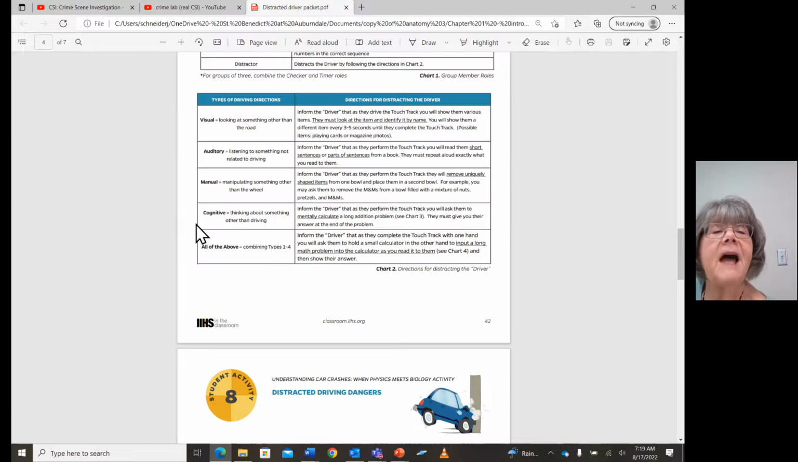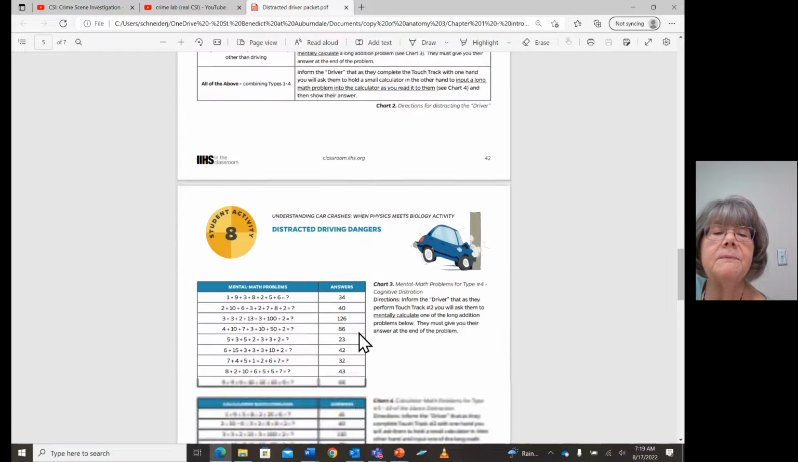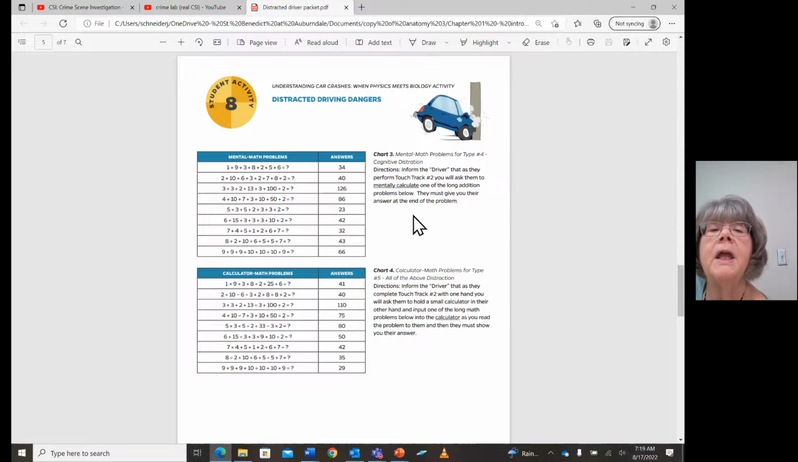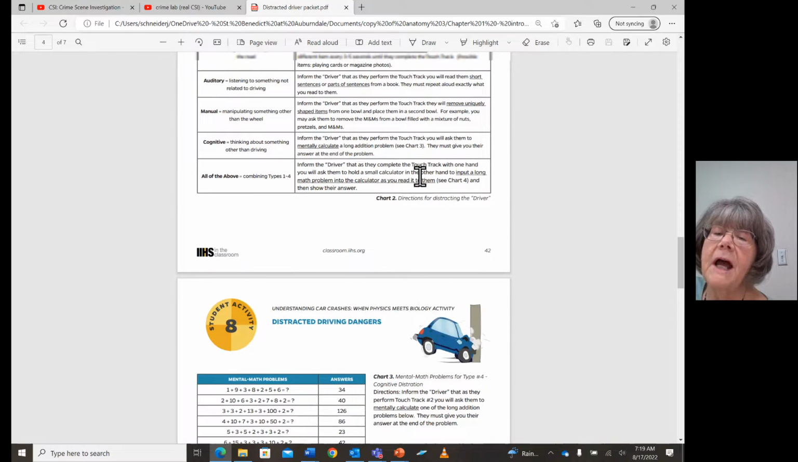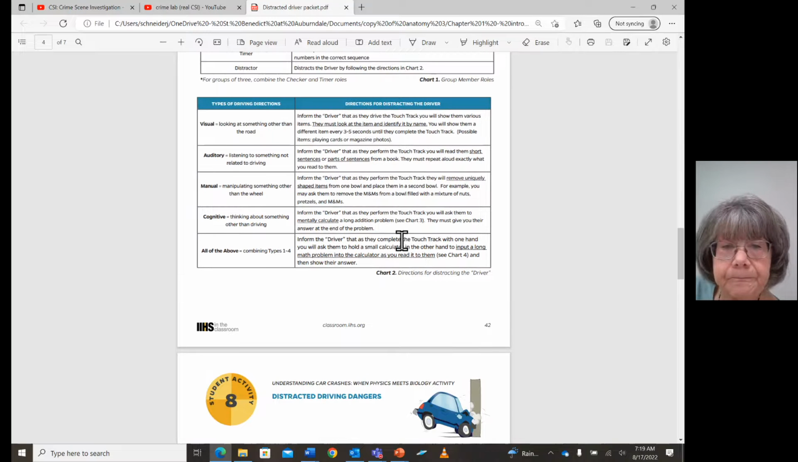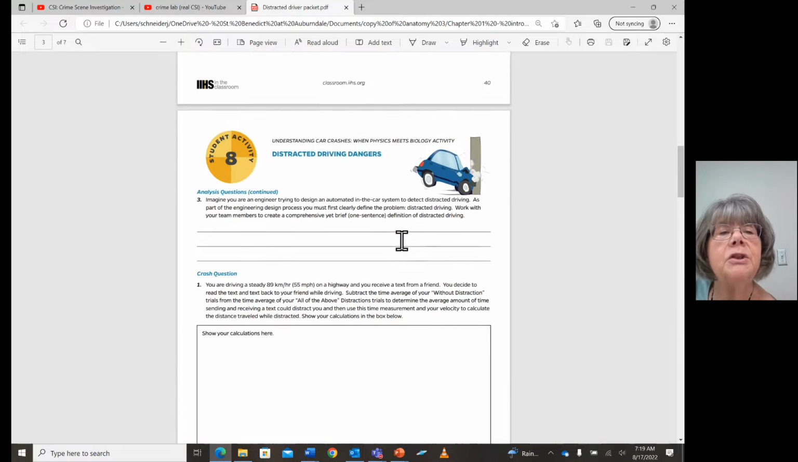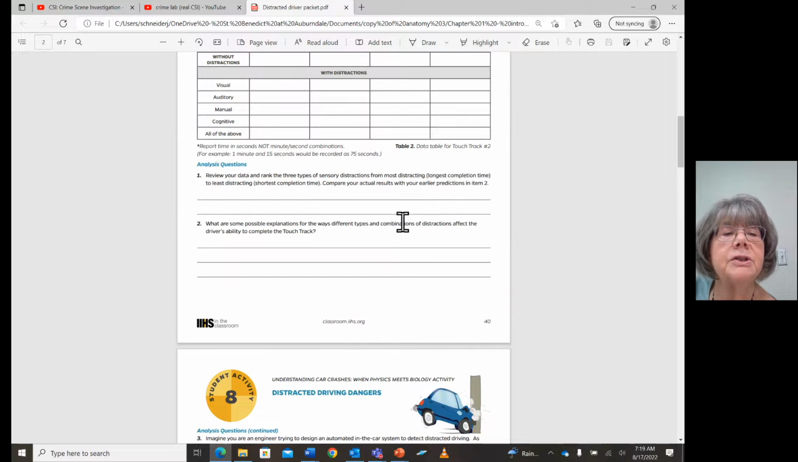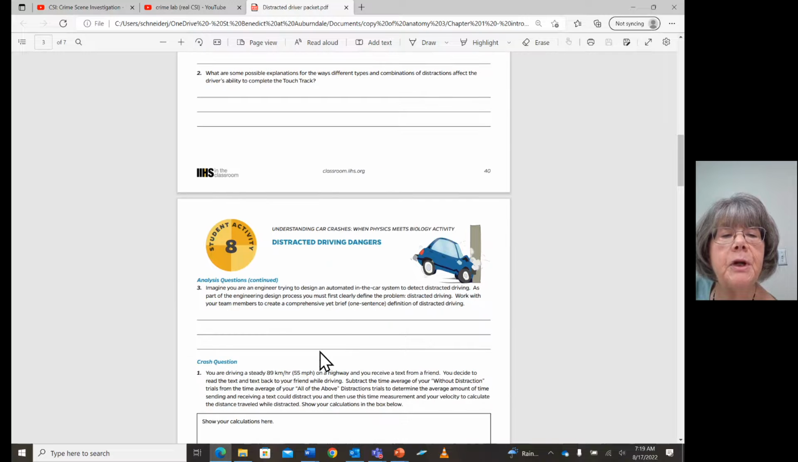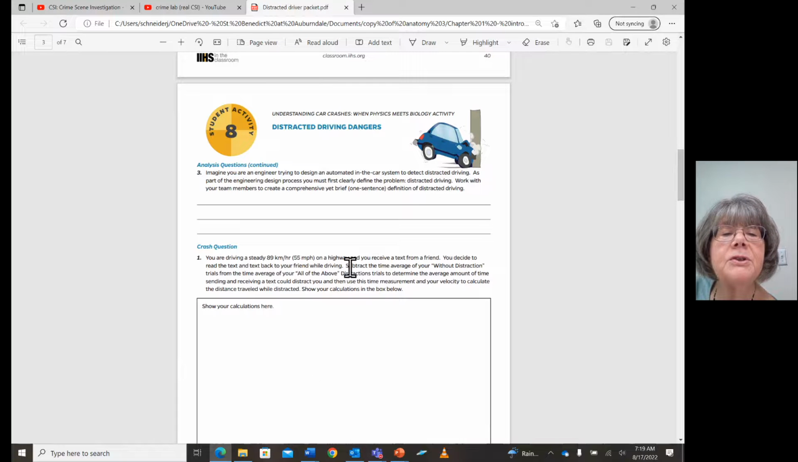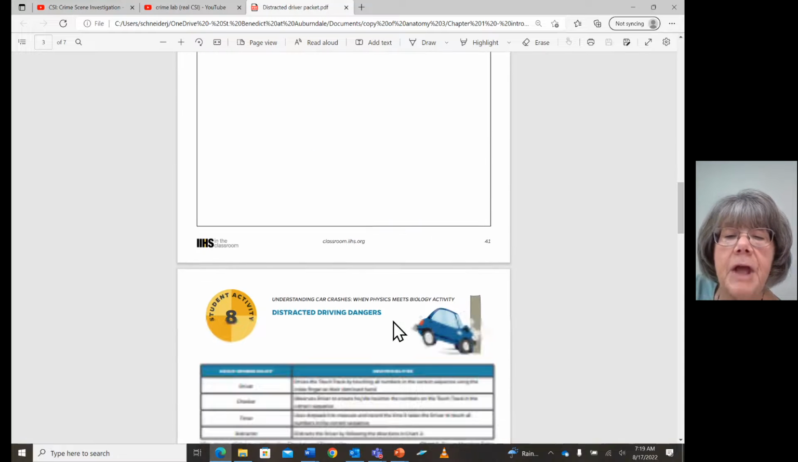Then you have the last category, all of the above. For all of the above, you use the calculator. The distractor gives you the math problems in this chart, and you try to drive the touchpad. After you do that, you answer questions 1, 2, and 3. You do not have to answer the question where you have to talk about physics and everything. The crash question, number 1, cross out. You do not have to do that.